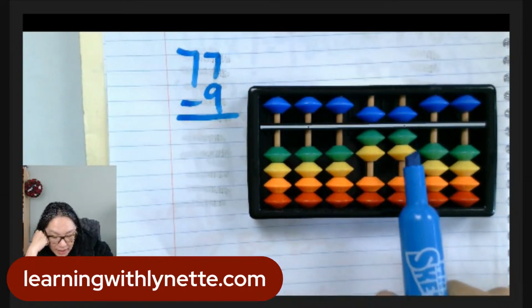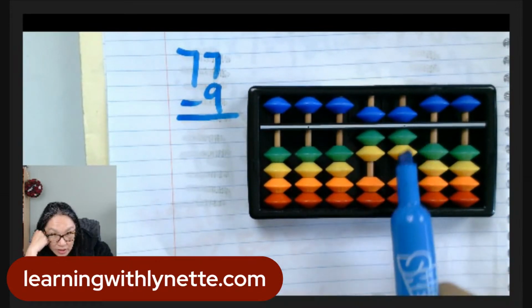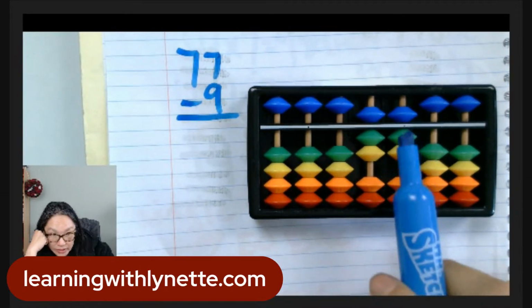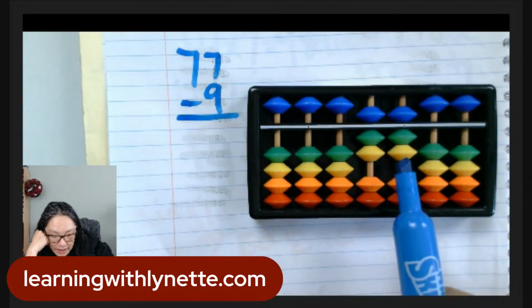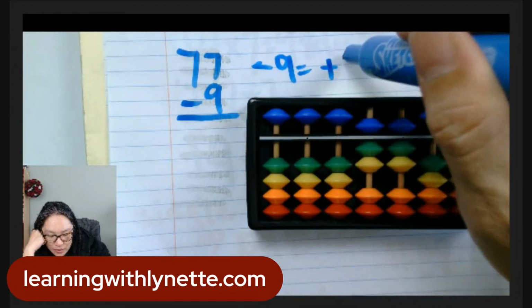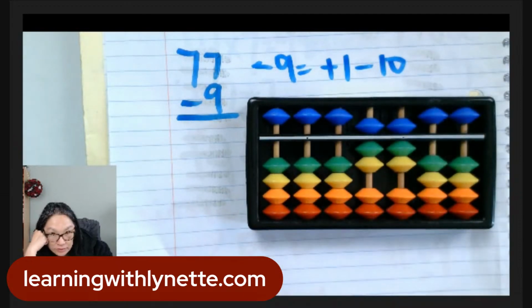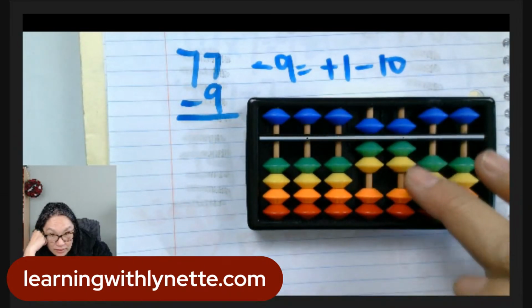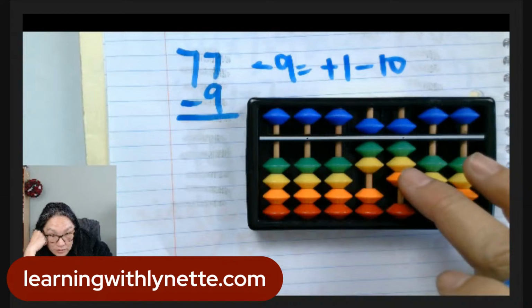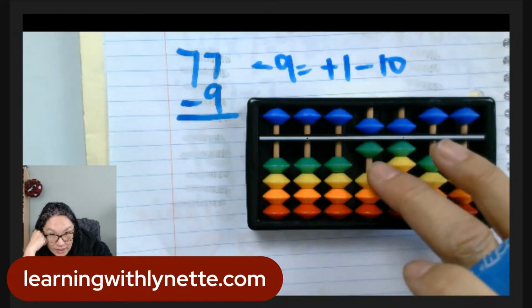When we minus the 9, is there enough beads to take away the 9? No, there isn't. So what do we do? To minus the 9, we know that minus the 9 is equal to plus the 1 minus the 10. So we're going to plus the 1, and then we're going to take away the 10.